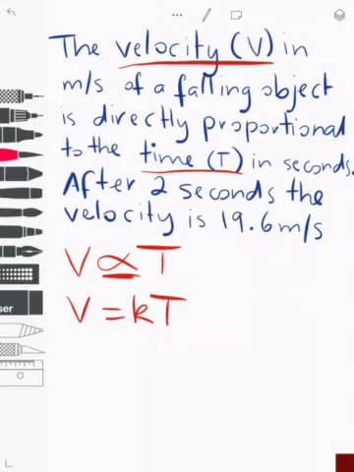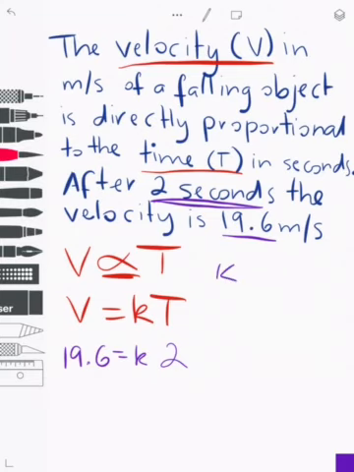Now let's look at the rest of the question. It says after 2 seconds. That 2 seconds is my time, so I can put that 2 there. The velocity is 19.6, and I have my equals k. My aim here is to find k, or the constant variable. Remember, small k equals constant. I need to find my constant in order to figure out my formula.